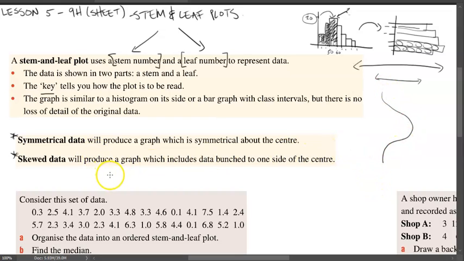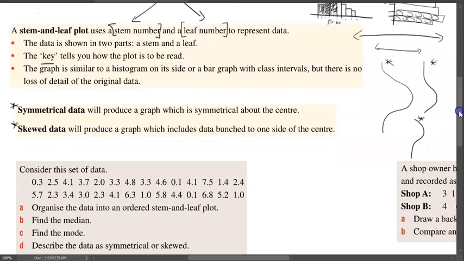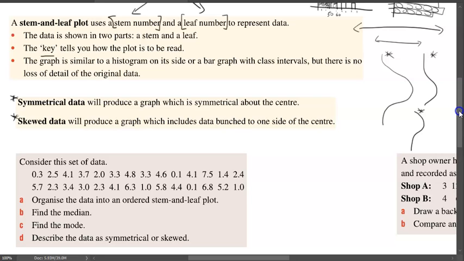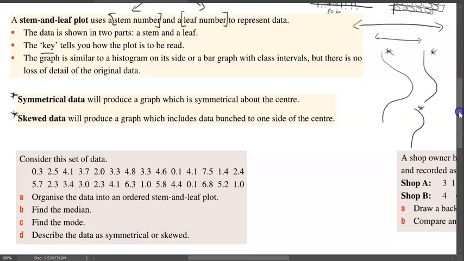Where skewed data will produce a graph which includes data bunched to one side of the center. So either it can look like this and bunch up towards the end, or bunches up at the start and then tapers off. Now these three lines will not make sense until we actually make the stem and leaf plot, and you can see these characteristics, because there will be a question asking you what's the type of the type of data that we have. Describe the type of data.